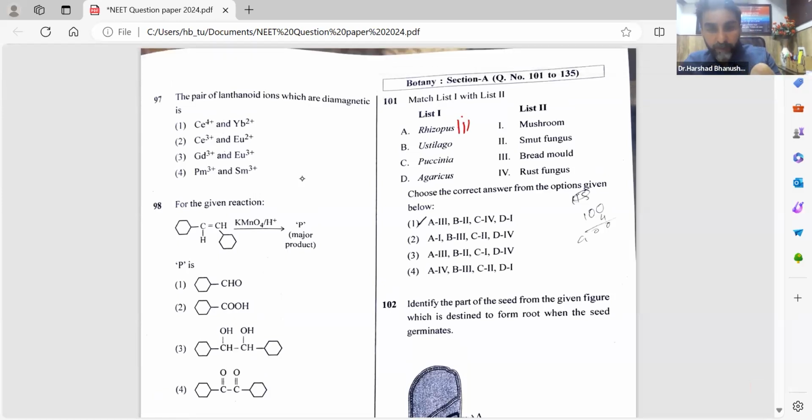So A would be 3. Ustilago is the smut. So B would be 2. C would be 4, which is the Puccinia rust, and Agaricus is mushroom, that is D1. So it is A3, B2, C4, and D1. That is option number 1.